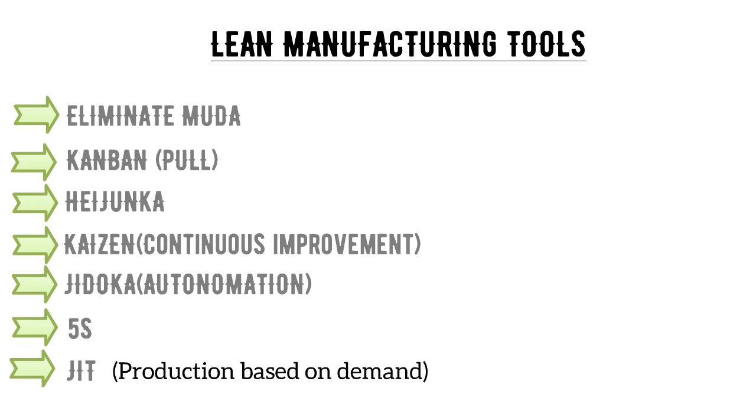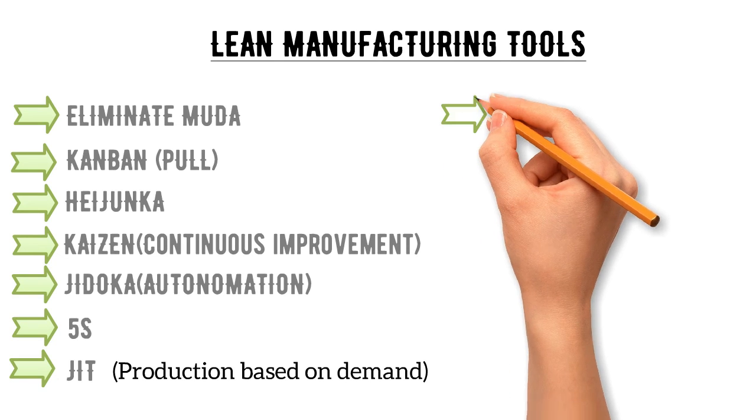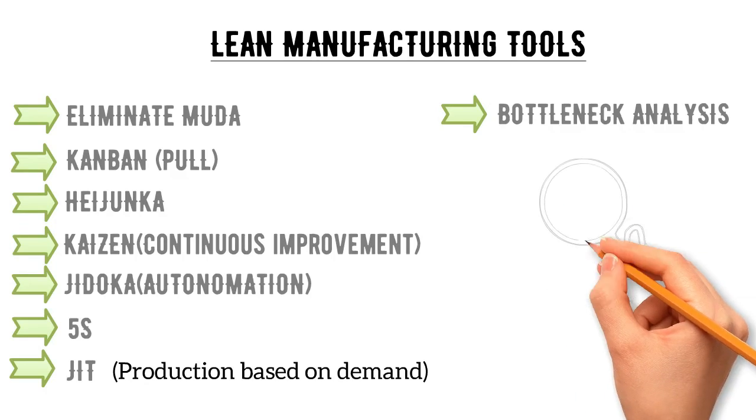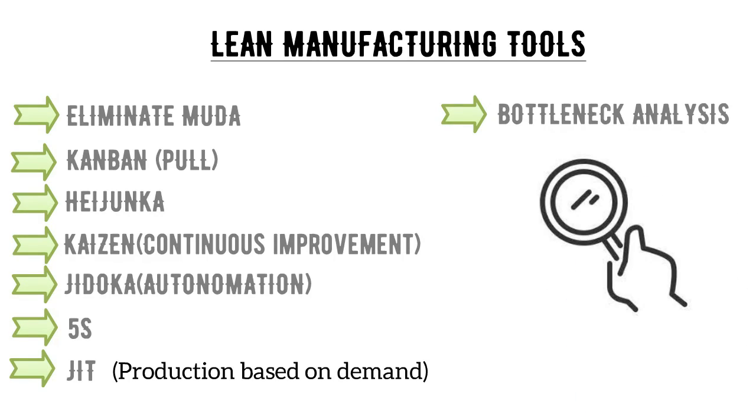Another lean tool is bottleneck analysis. So what is bottleneck analysis? It identifies which part of the manufacturing process limits the overall throughput and improves the performance of that part of the process. So how does it help? It improves throughput by strengthening the weakest link in the manufacturing process.